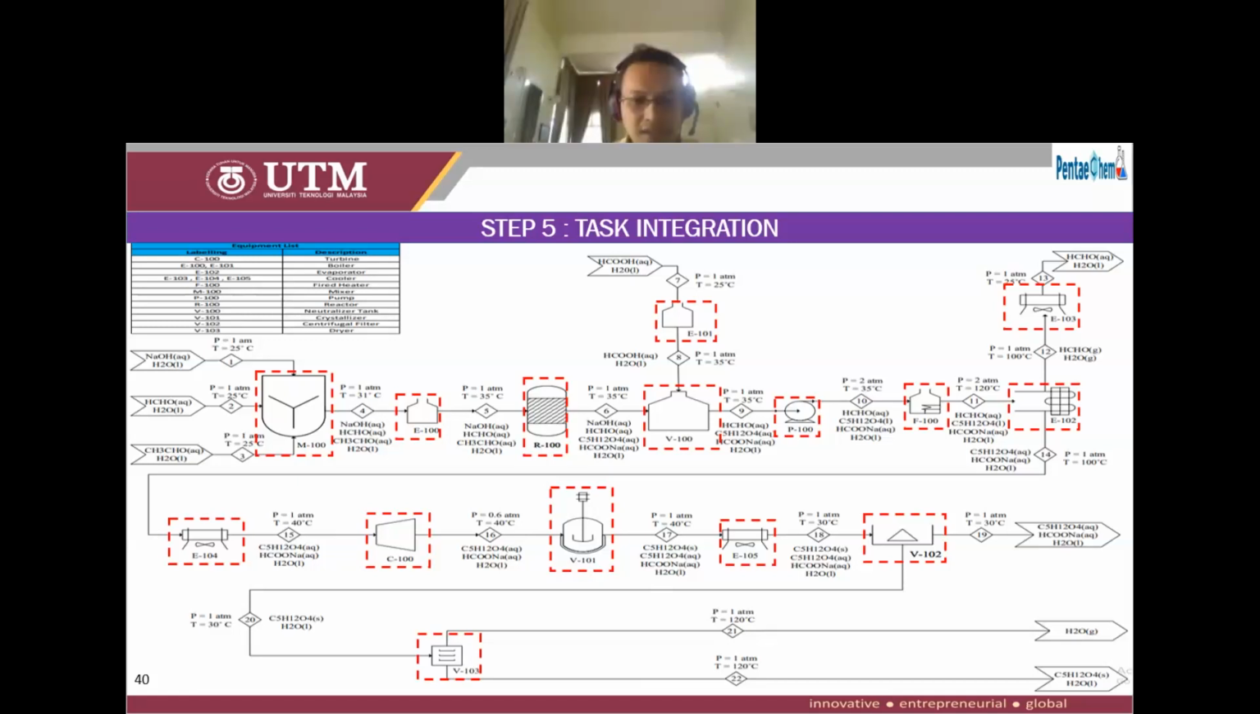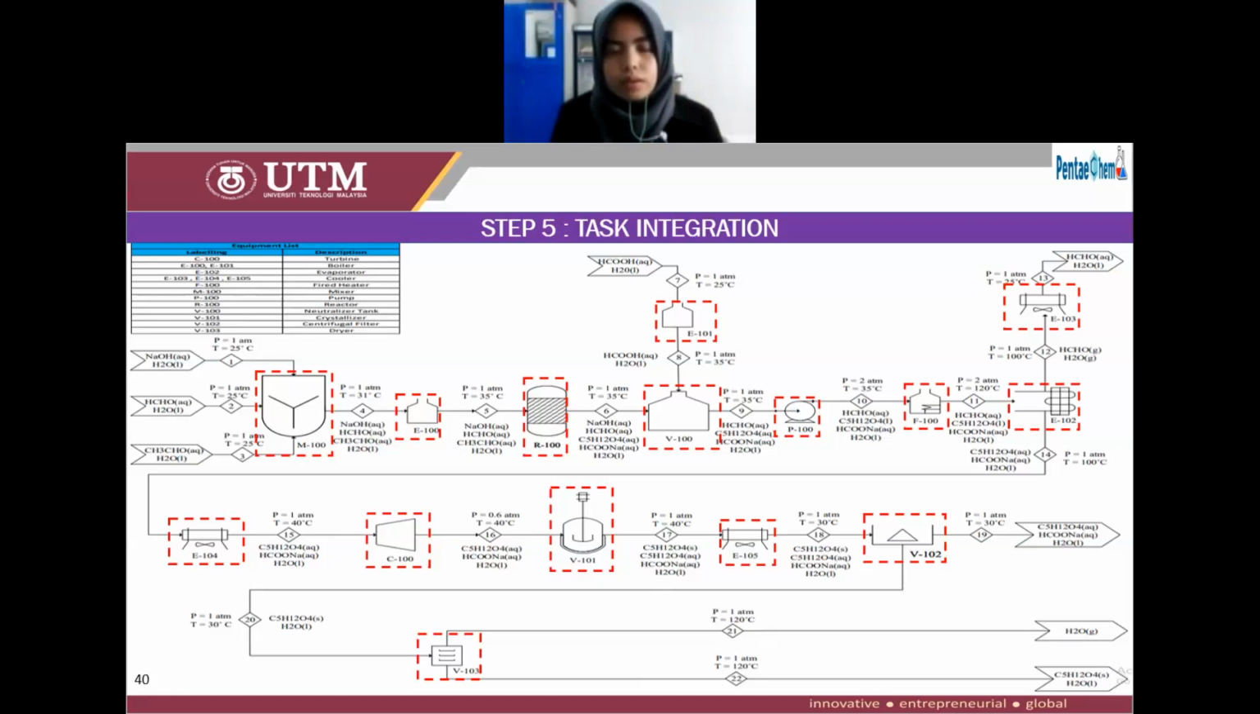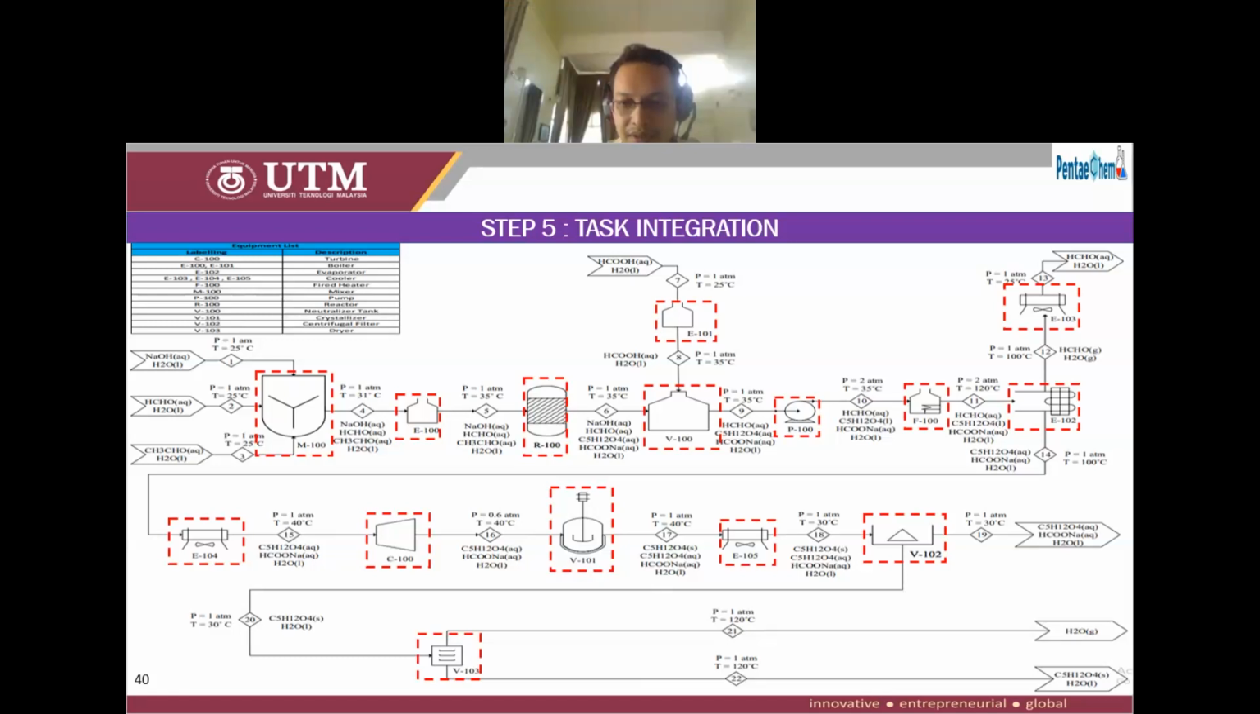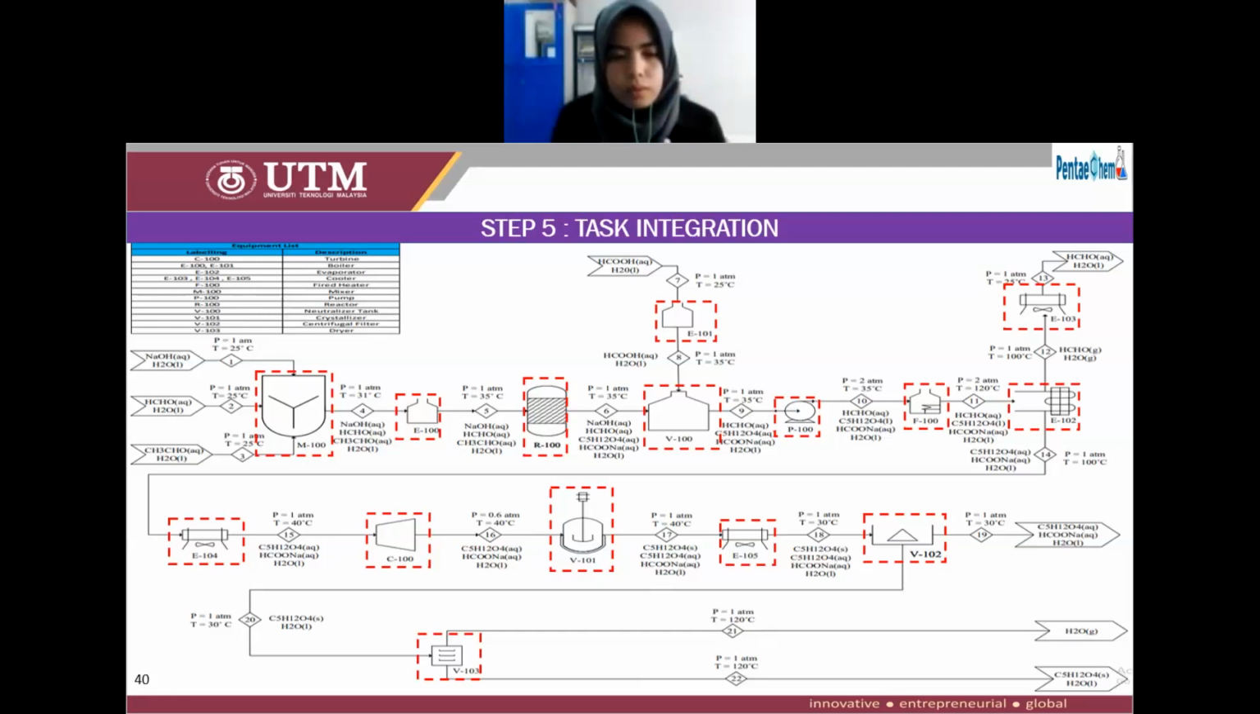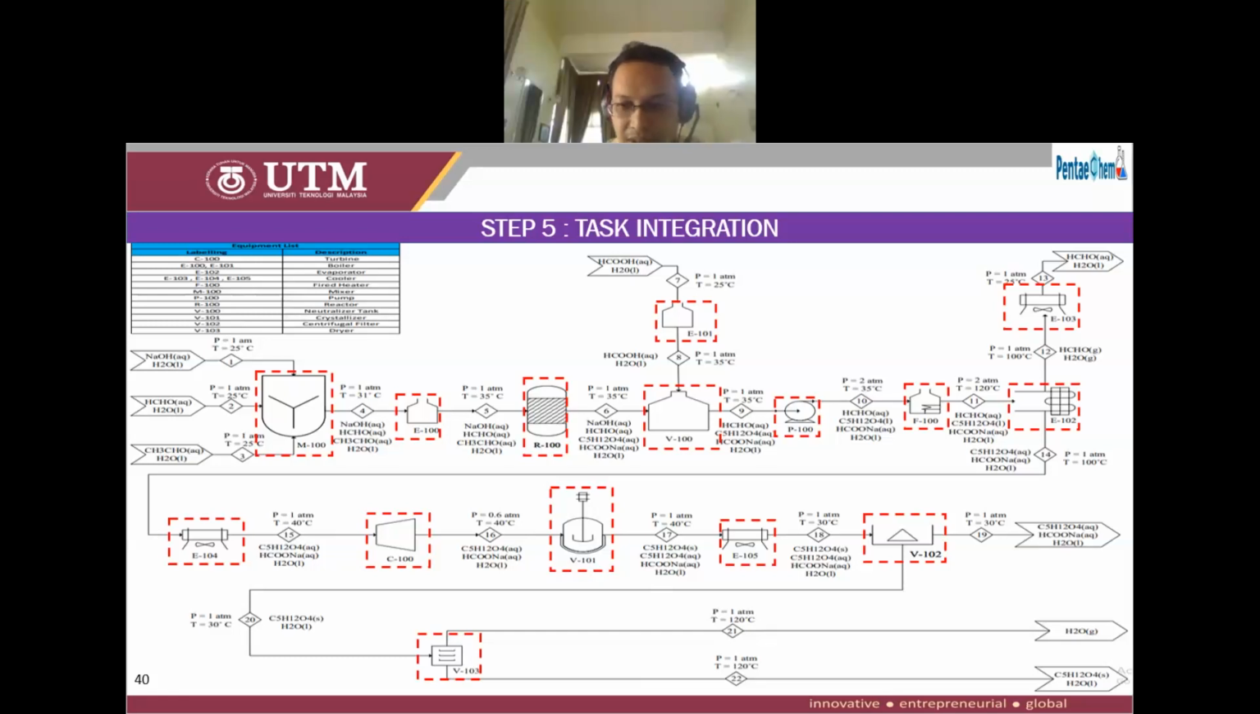Lepas tu lagi satu, C100 in your PFD ni, C100 is actually apa sebenarnya? Turbine ni gunanya untuk reduce the pressure liquid stream. Pakai turbine. Saya pun tak tahu, saya tanya je lah. Power recovery turbine. Okay, specifically for reducing pressure. Ni saya tak sure lah, tapi saya tanya sebab saya pun belajar lah daripada opinion ni kan. Okay, nanti saya check lah.